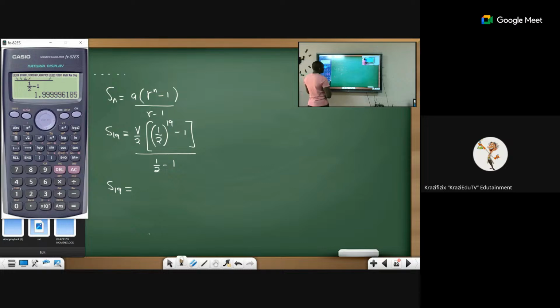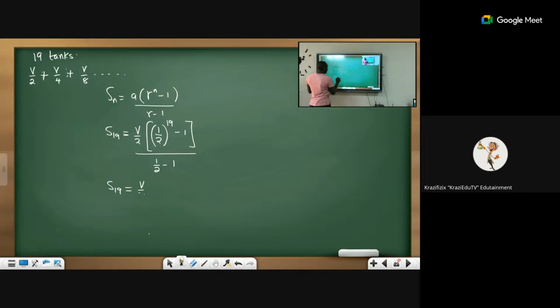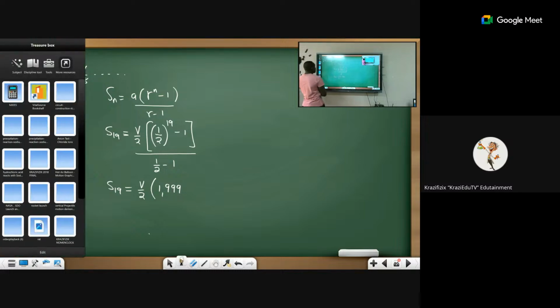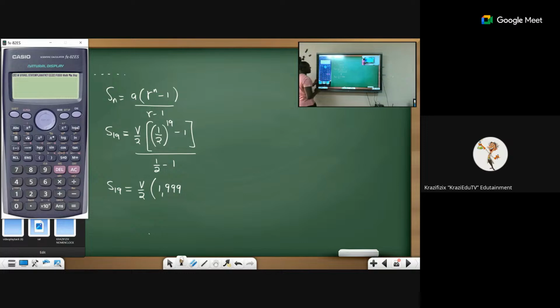Okay, 1.99. So this is V over 2. 1.9999, and we can just divide that answer by 2. All right, let's do it. I want to divide that answer by 2 to see what my answer would be. I don't want to round off yet.